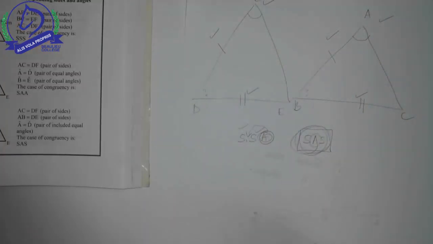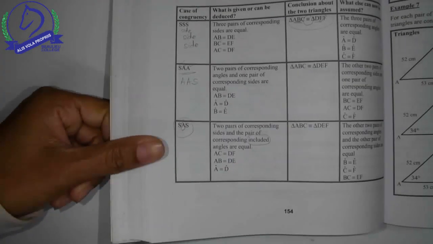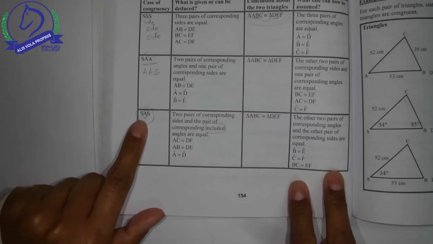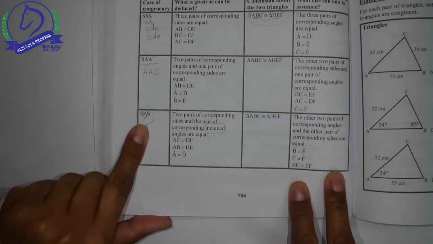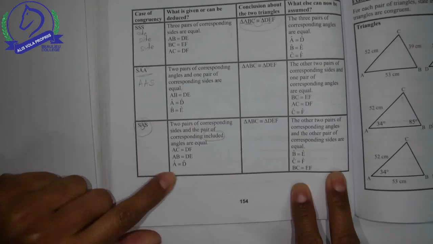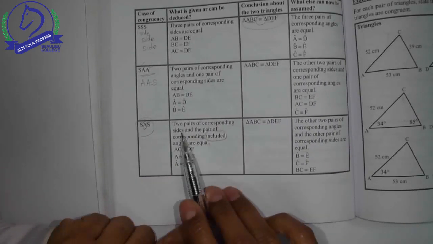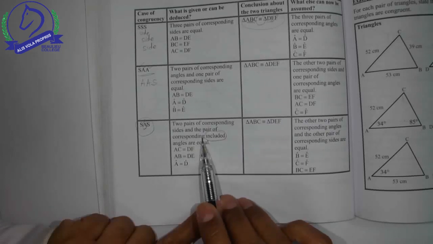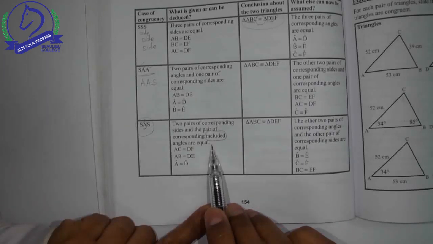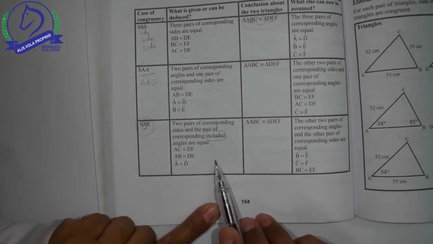Okay, I hope that makes sense. So look out for that one. That's quite an important one, and learners confuse that one. It doesn't mean that because you have two sides and an angle, they are automatically congruent. No, it has to be an included angle. So in the textbook, it highlights that two pairs of corresponding sides and the pair of corresponding included angles are equal. And I've just explained that to you.